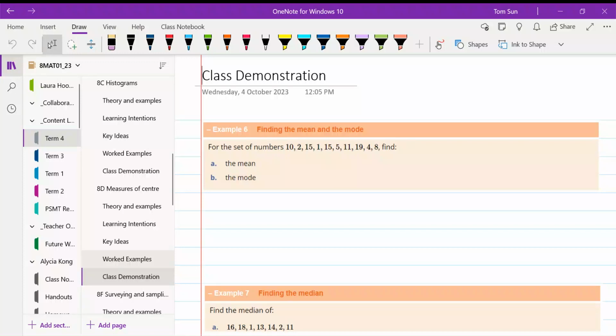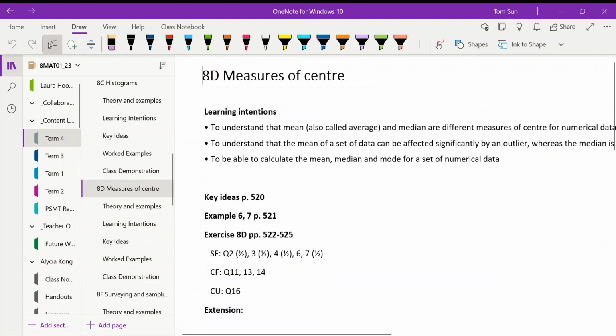Hey class, I'm not here today, or this can be a video for you to watch in the future for you to be able to do the specific topic. We're going to be looking at measures of center today. This is 8D, measures of center.